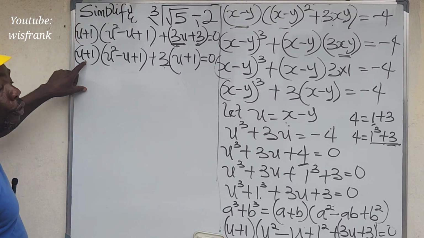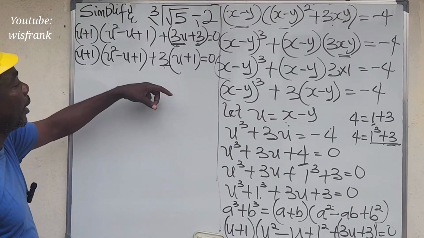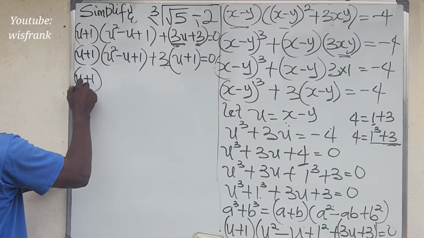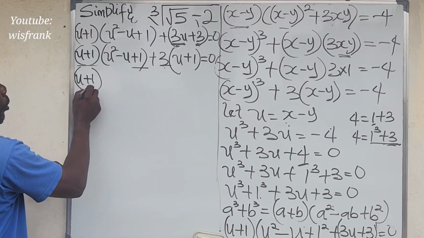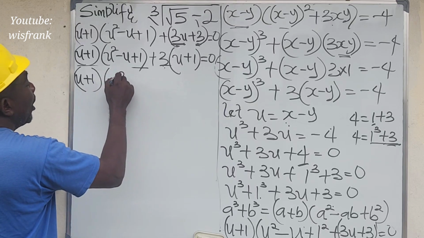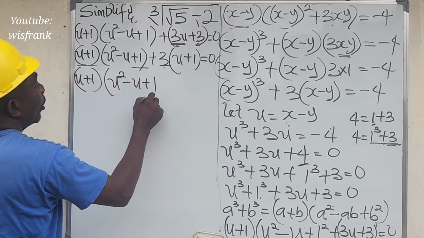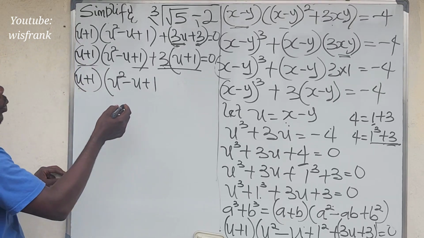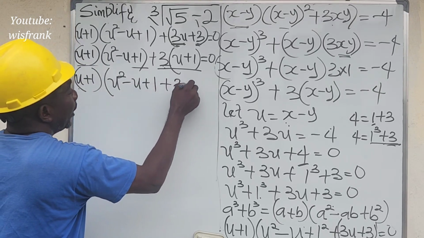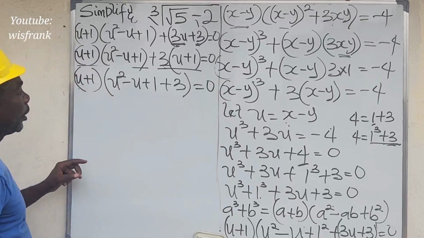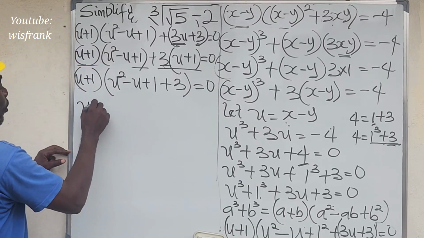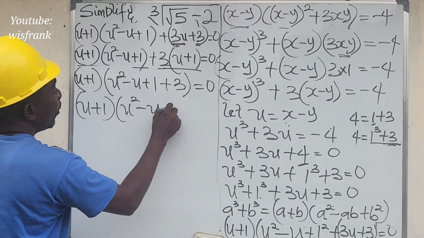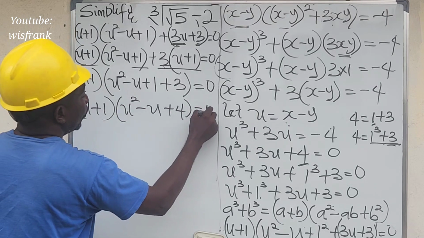You can see that we have u plus 1 here and u plus 1 here. They are common. We can factor it out. So we have u plus 1 into, dividing the whole of there by u plus 1 will give us u to the power of 2 minus u plus 1. Then dividing the whole of here by u plus 1 will give us plus 3 all equals to 0. In this case, this is the same thing as u plus 1 into u to the power of 2 minus u plus 4 all equals to 0.